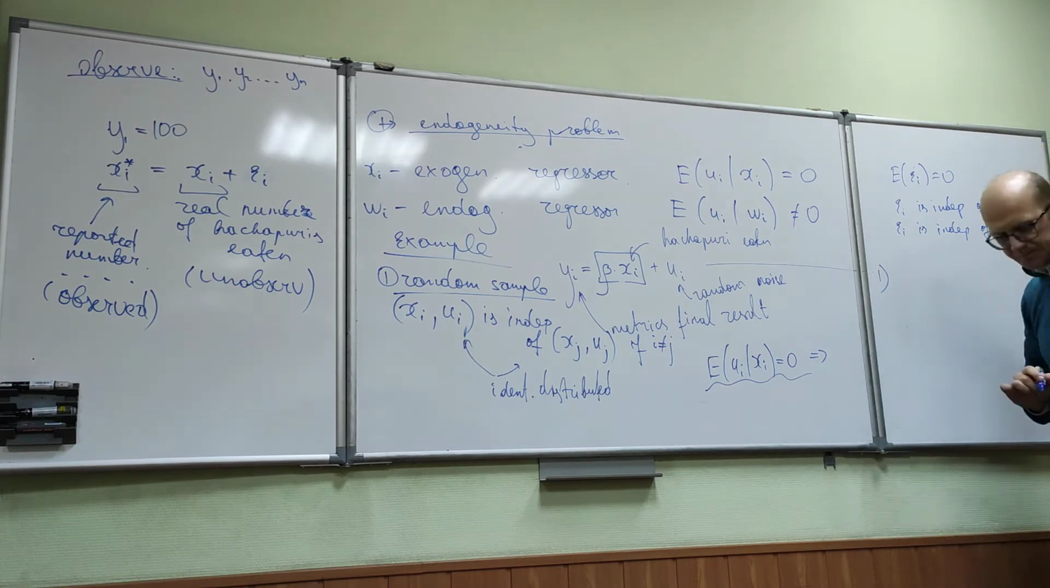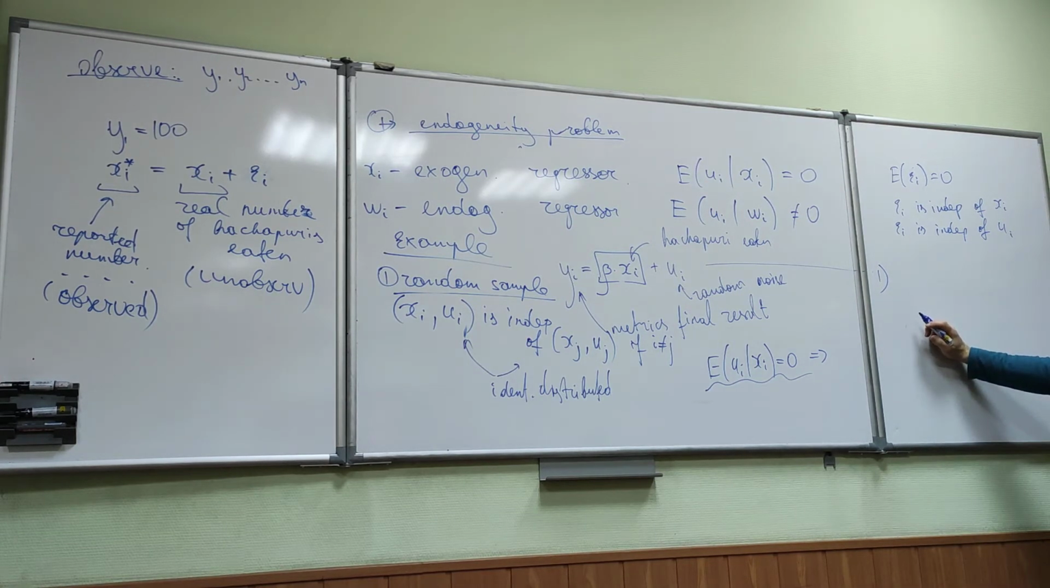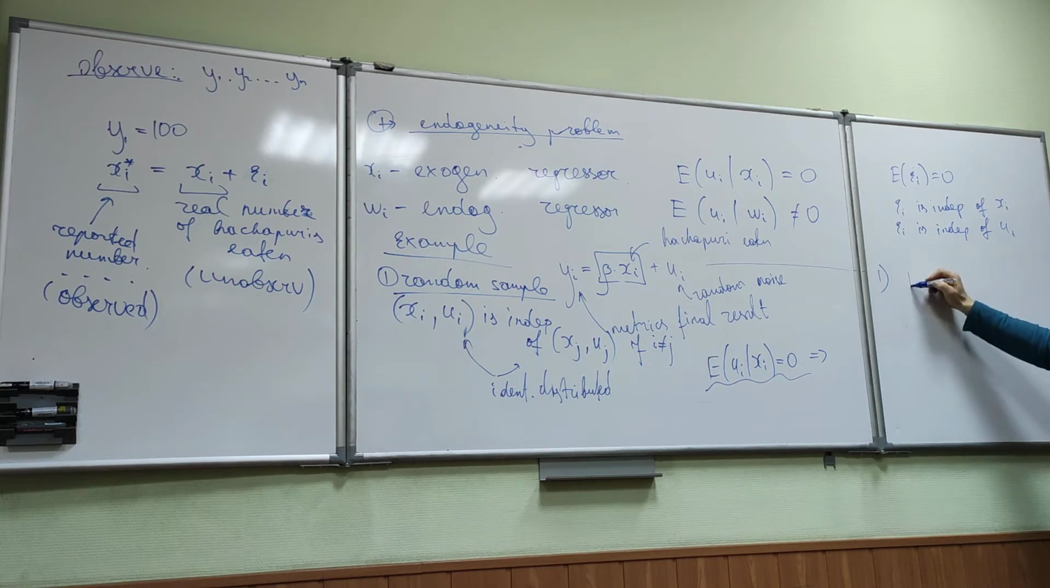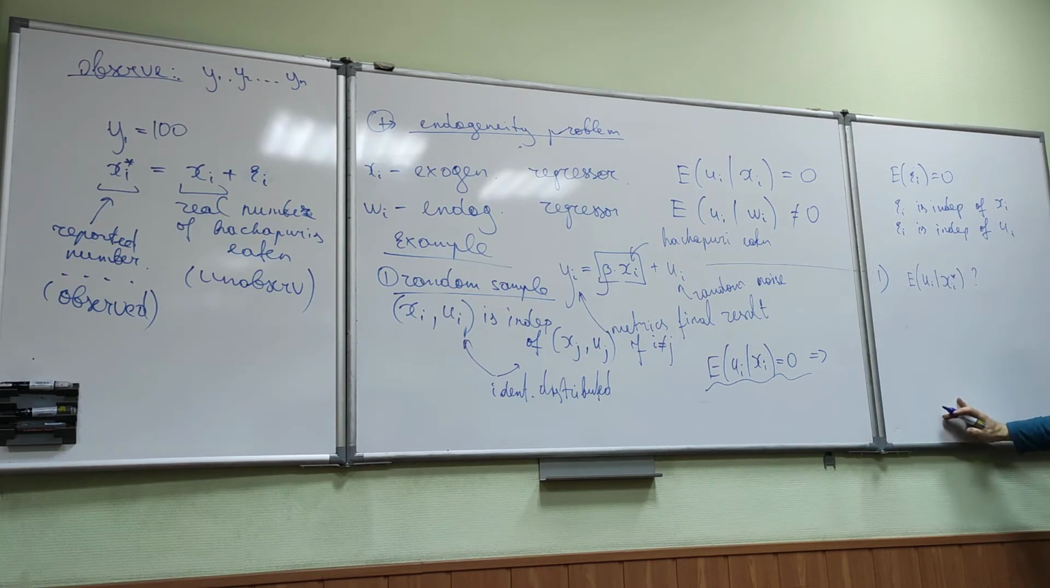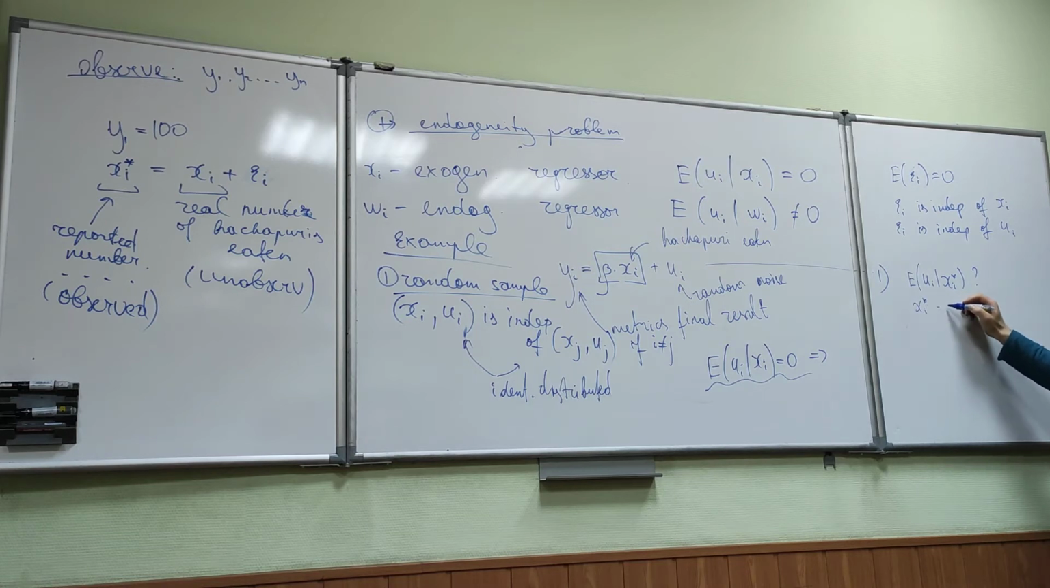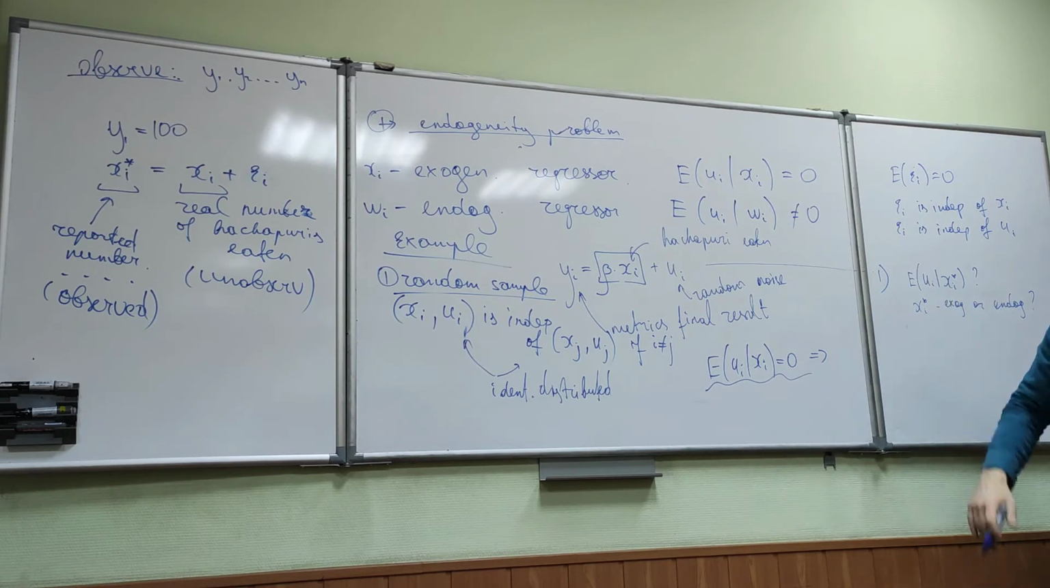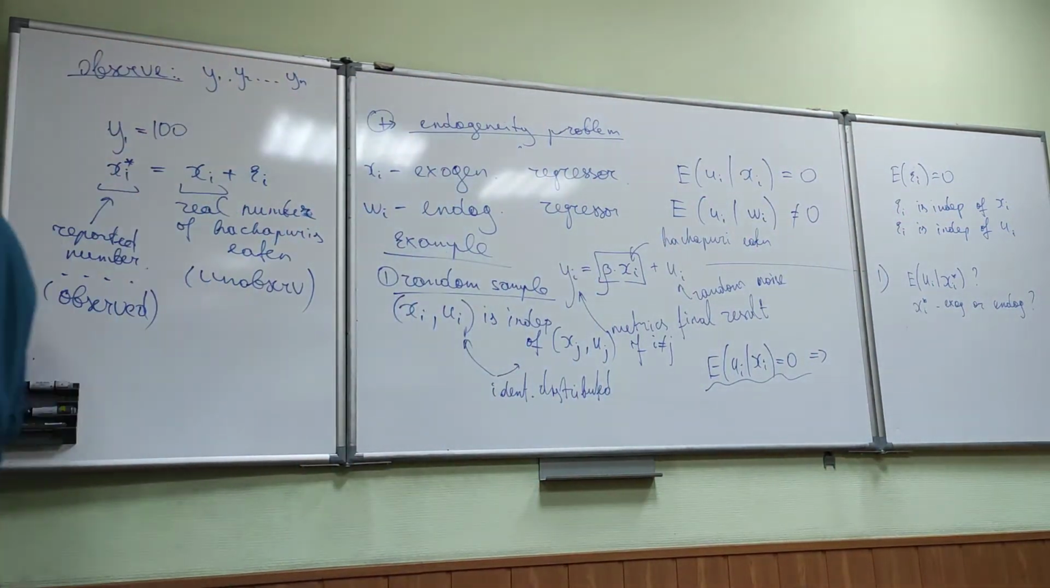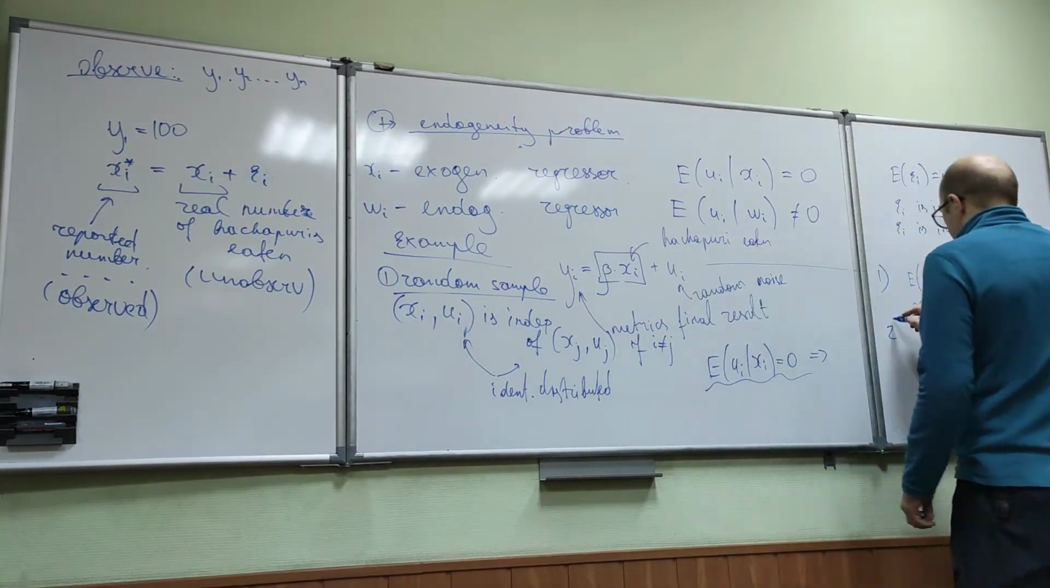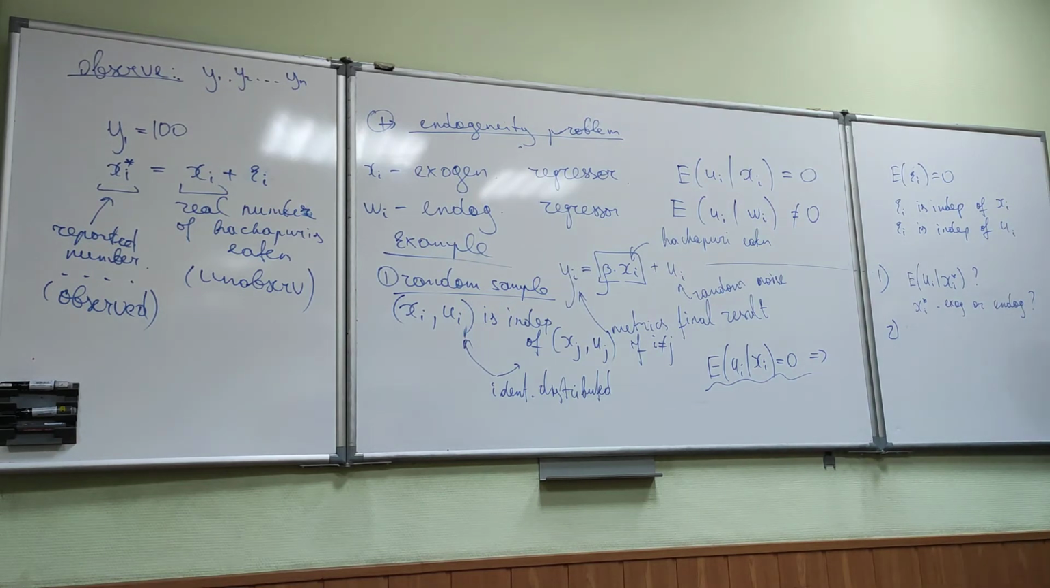My first question: what is the expected value of u given x star? Is x star an exogenous or endogenous regressor? Under this classification, is this x star endogenous or exogenous? And my next question: what will happen if I don't see this unobservable x?